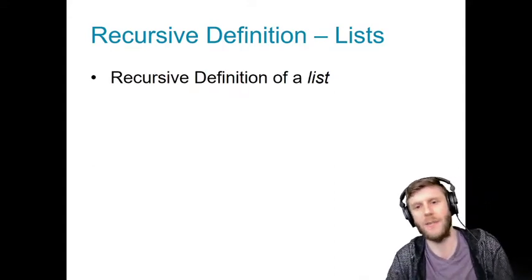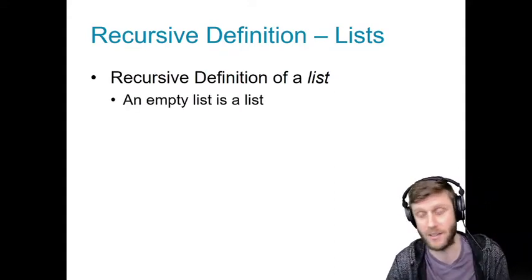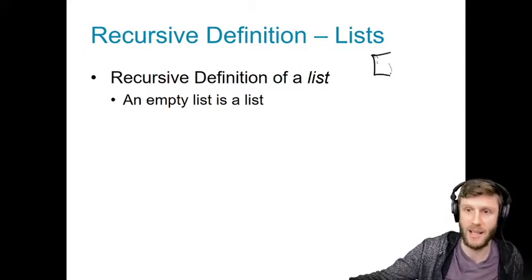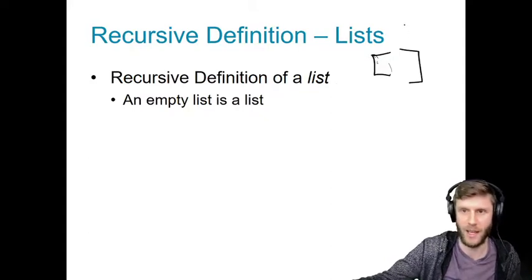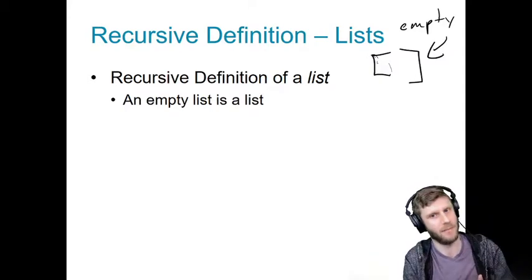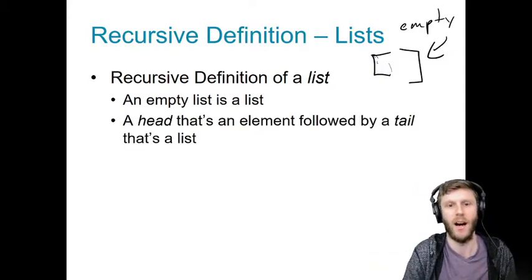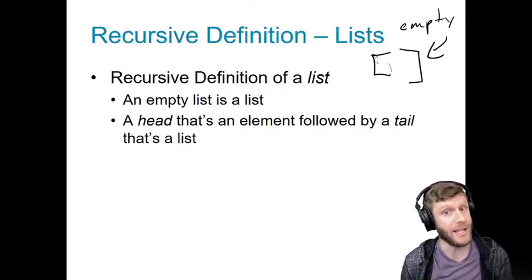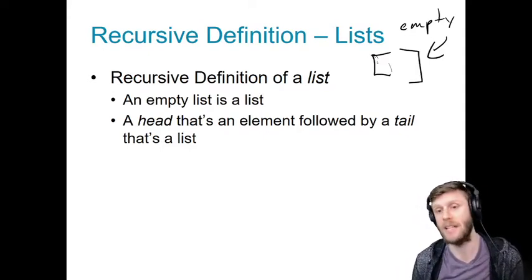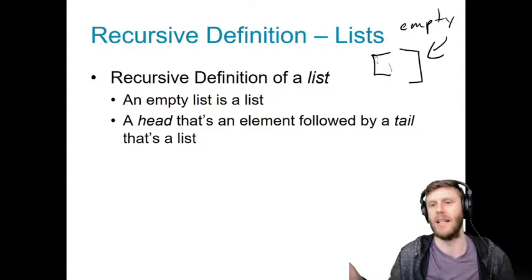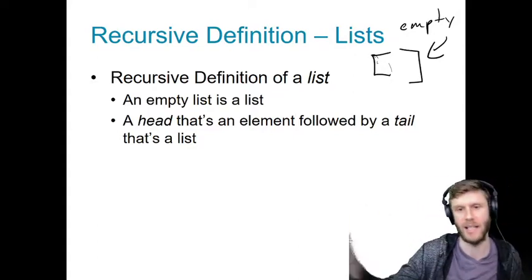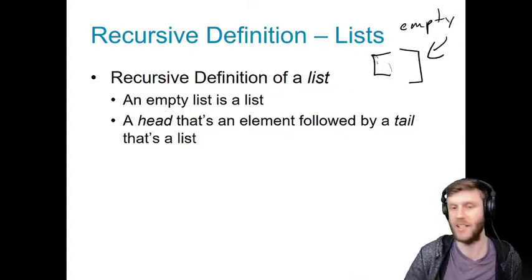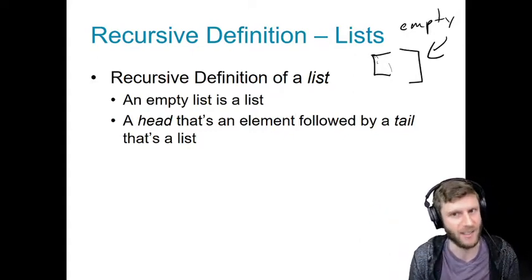So the recursive definition of a list is, an empty list is a list. If we have a list that has nothing in it, that is a list, okay? There's nothing in it. An empty list is a list. That is the base case. Otherwise, it is a head, that's an element, followed by a tail, that's a list. So either it is an empty list or a head plus a list. But it's only a list if it's a head followed by a list.